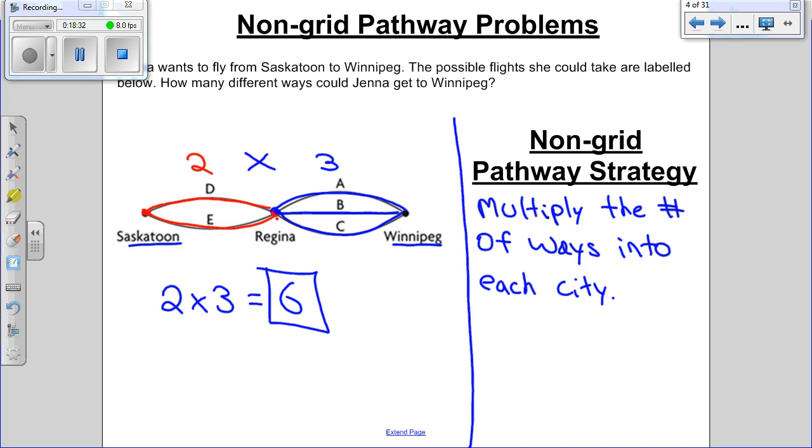So we did 3, if you want, 2 times 3 is 6. Now Winnipeg was heading into Toronto, and there were 2 ways into Toronto. It would be 2 times 3 times 2 ways into Toronto, to tell me the total number of ways I could get across them.